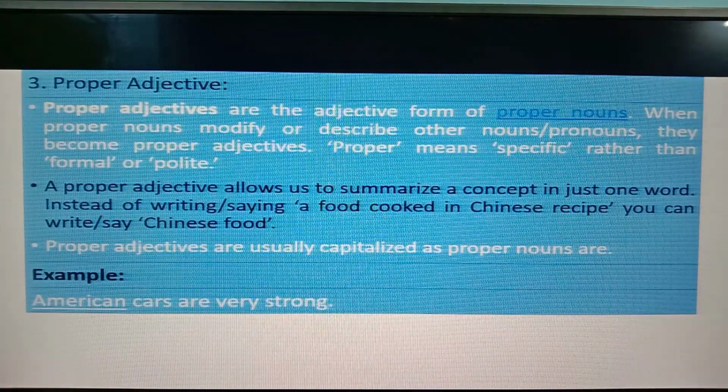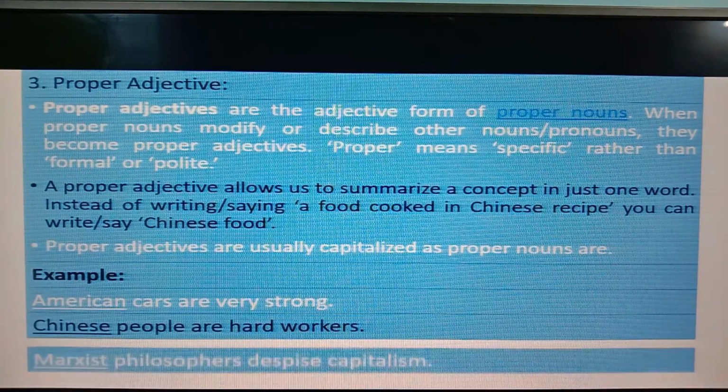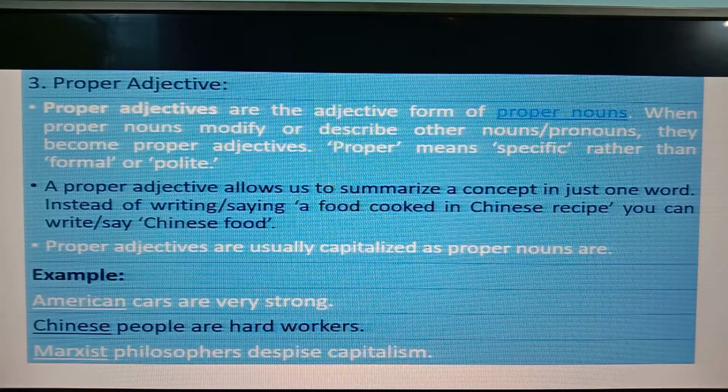Example, American cars are very strong. Chinese people are hard workers. Marxist philosophers despise capitalism.